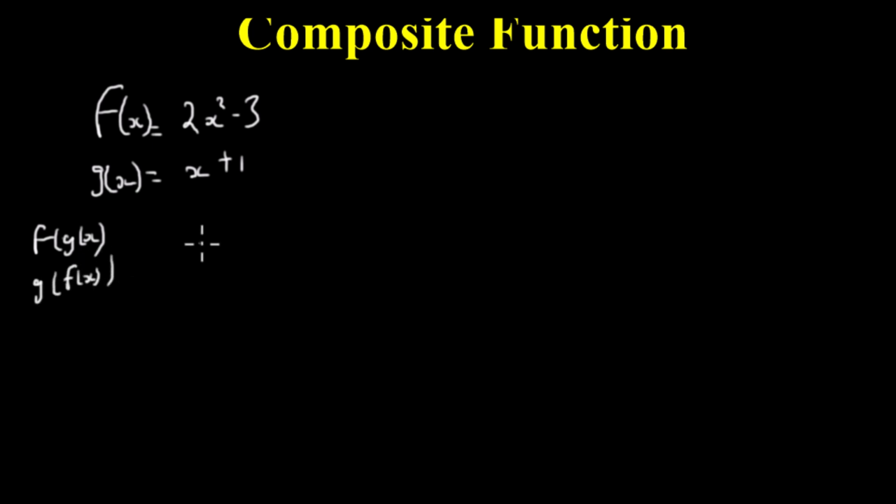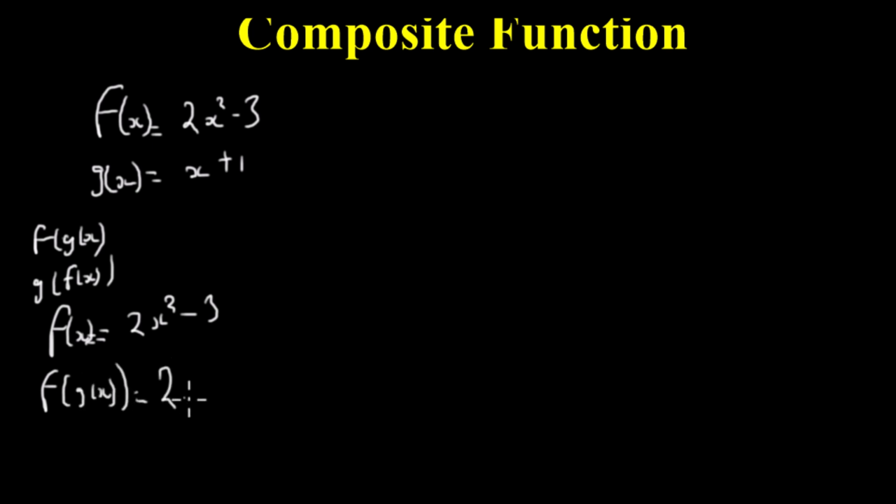Start with the first one. We're putting g of x into f. So write your f of x first. So f of x is given as 2x squared minus 3. So let's write that properly: 2x squared minus 3. And then if we are putting g of x inside this, where I see x, I'm going to write g of x instead. So that's 2 times x plus 1, squared, minus 3.